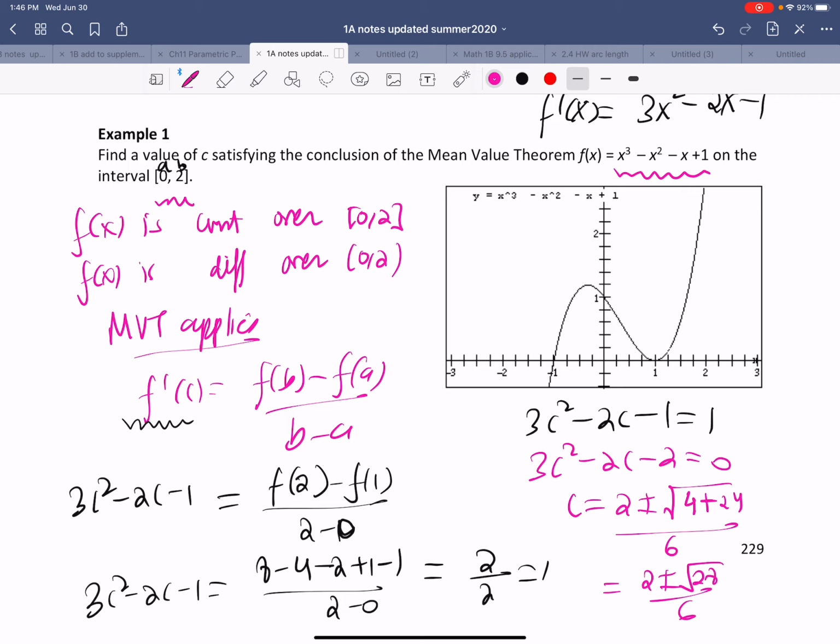Now out of these, which value is okay in the interval between 0 and 2? We are going with the positive value because the other one will be out of the interval. So if you plug in 2 plus square root of 28 over 6 in the calculator, that turns out to be approximately 1.21. So that's the value, 1.21. Think about it: f of 0 is here, f of 2 is here, and the theorem says that the slope of this line is equal to the slope of a line passing through this point, which makes sense. They look parallel.